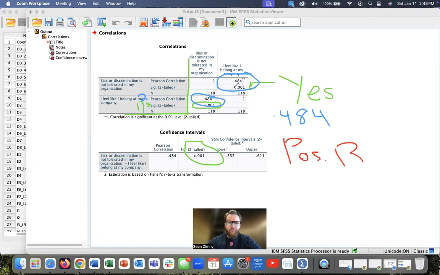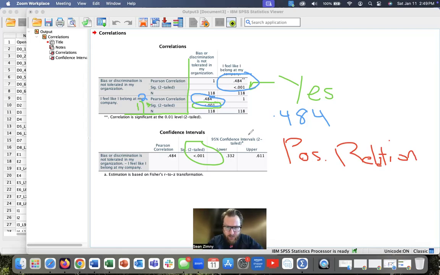We would say, well, I feel like I belong at my company, and bias or discrimination is not tolerated in my workplace. This is a statistically significant, positive, moderately strong relationship between these two variables. So these are how you interpret correlations, okay? So yes, it's statistically significant. That means we're going to report out the rest of this.